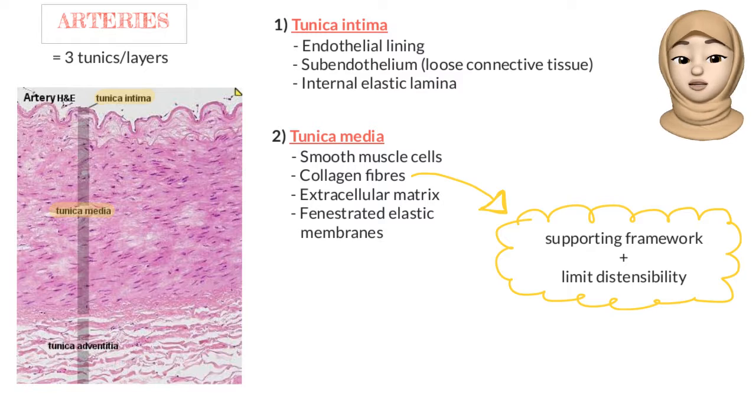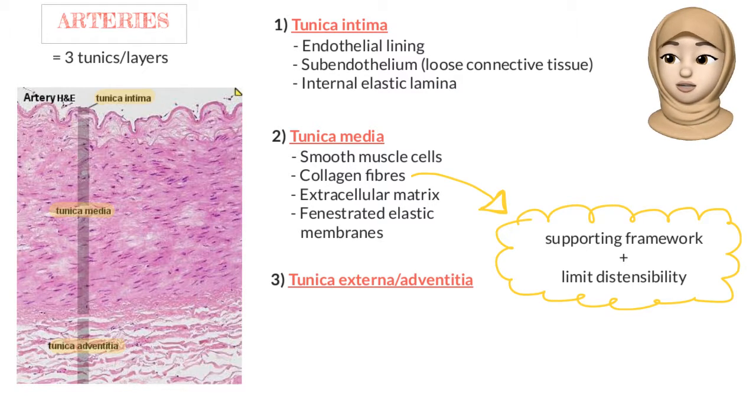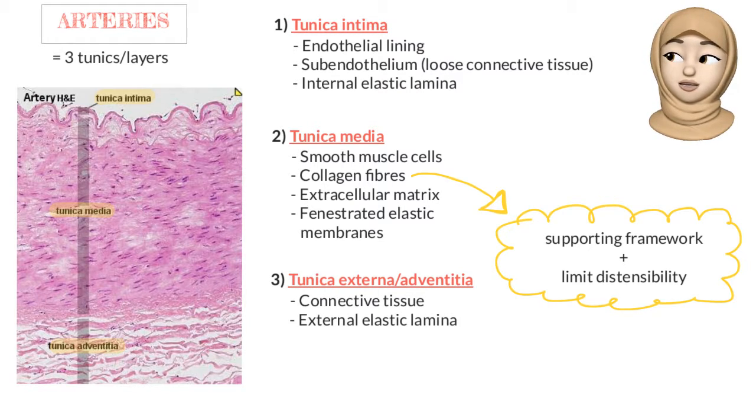The tunica externa or adventitia is the outer coat and consists mainly of connective tissue. An external elastic lamina can be seen separating the tunica media from the tunica adventitia.